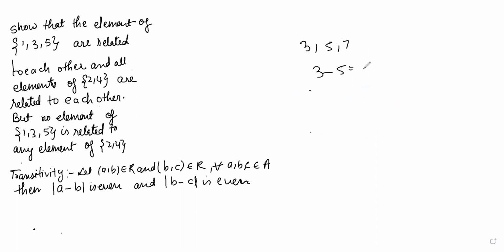3 minus 5 is even, 5 minus 7 is even, and 3 minus 7 is minus 4, which is again even. So, beta, one very important thing we have to tell is that the A, B, C you are taking must be either all odd or all even; only then will the transitivity condition be satisfied. Are you understanding this part, beta? A, B, C will be either all odd or all even.